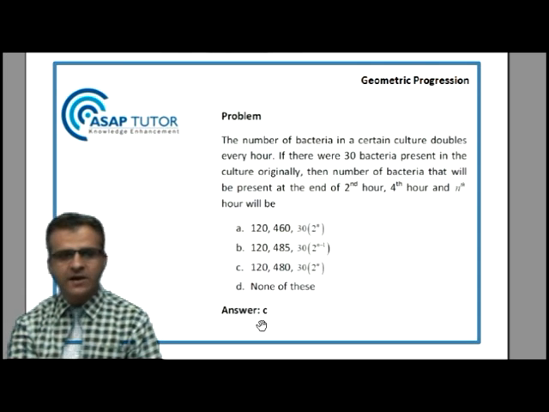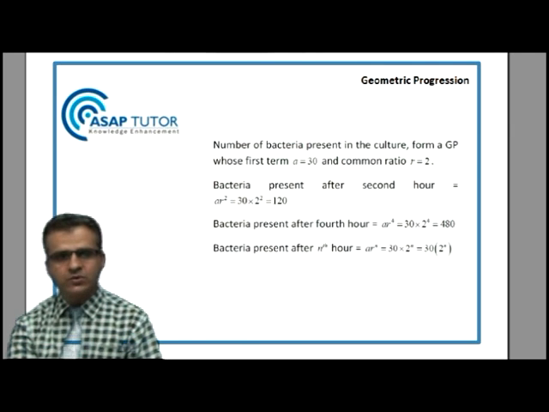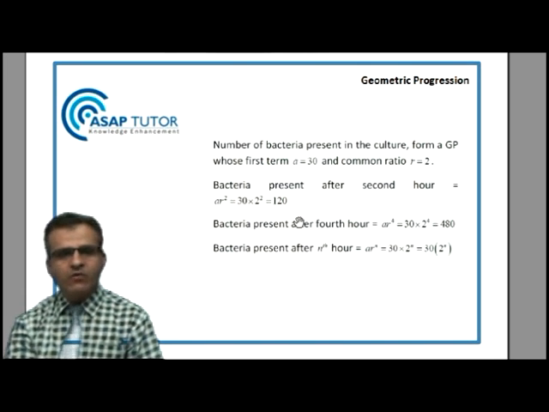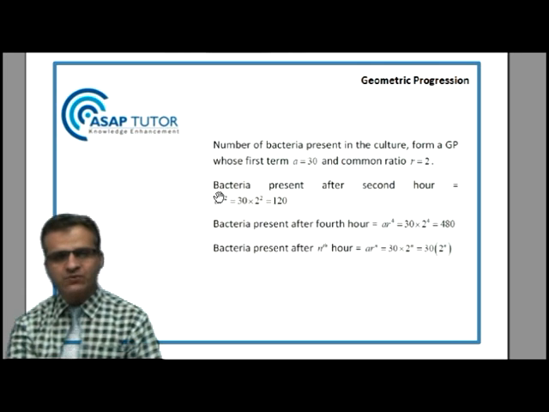So we have to select the correct option. Here the correct option is C. Now let's see how to obtain the answer. Here the number of bacteria present in the culture will be in GP, where the first term A is equal to 30 and the common ratio is equal to 2. Now we know that the nth term is given by A R raised to the power n minus 1.